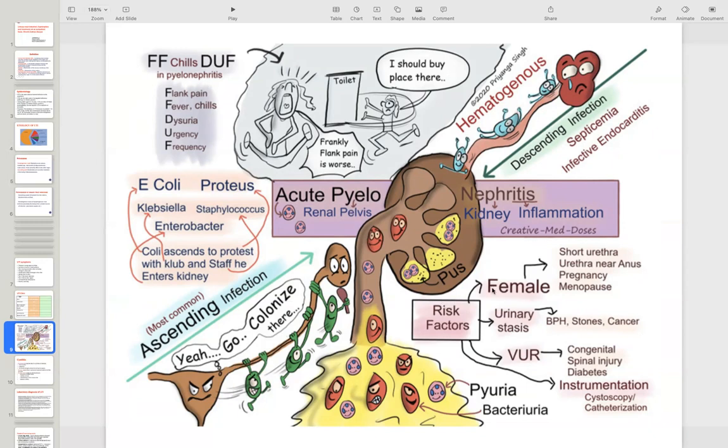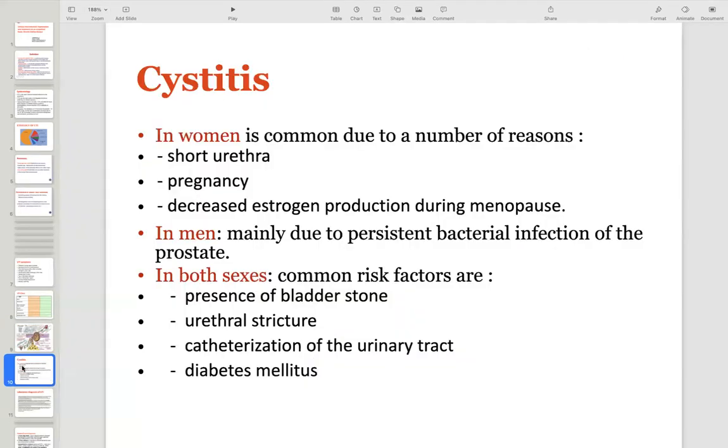Also, there are some risk factors for acute pyelonephritis in females: short urethra, which is about the anatomical structure, urethra near the anus, pregnancy, menopause. Also some urinary stasis such as benign prostate hyperplasia, stones, and cancer, and also some comorbid conditions such as congenital spinal injury, diabetes, and also some instrumentations such as cystoscopy and catheterization. So we've already mentioned them here.